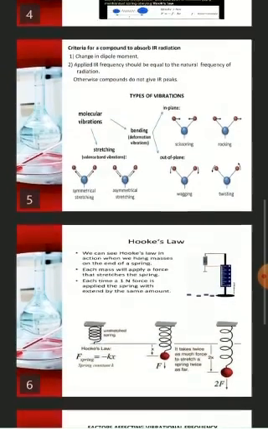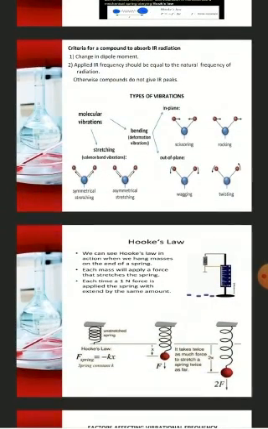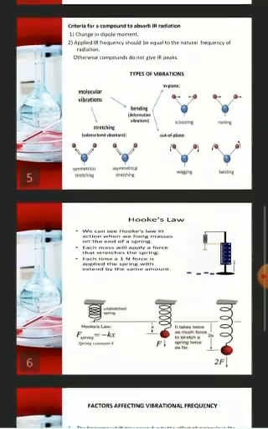Now we have seen Hooke's law. We can see Hooke's law in action when we hang masses on the end of a spring. Each mass will apply a force that stretches the spring. Each time a 1 newton force is applied, the spring will extend by the same amount.